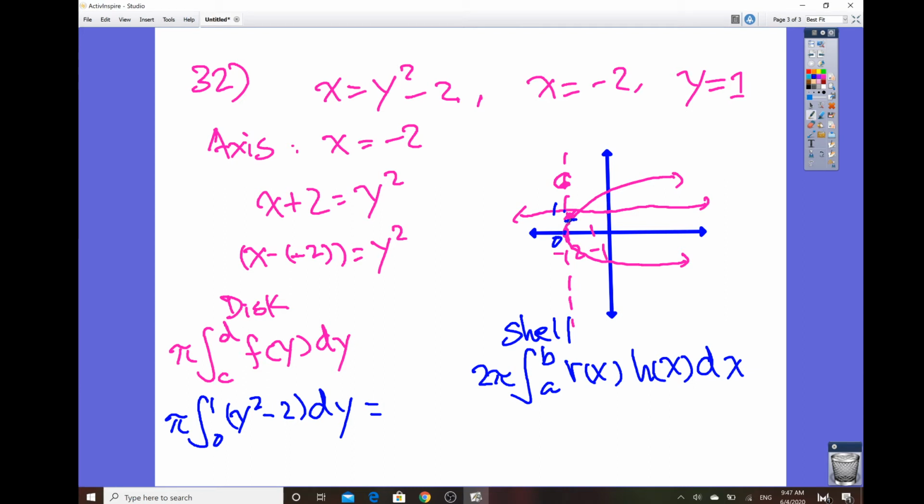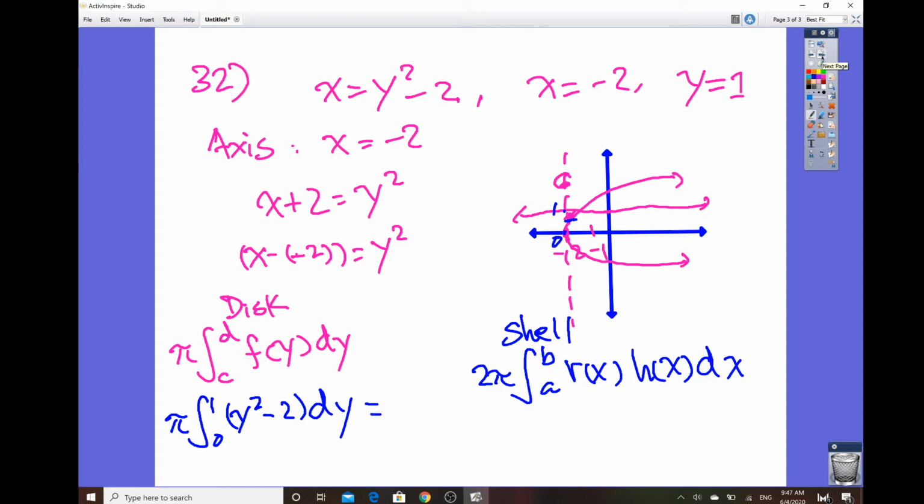Then you have to do some kind of subtraction. So this one is easier to do with this method. Try to integrate it by using part 2 of FTC, so you get the volume. Okay, so that's number 32. Now let's see what else we have for the next one.